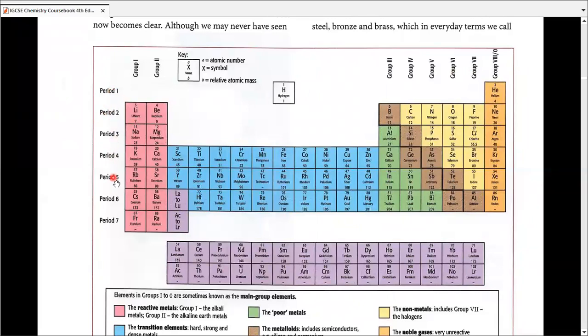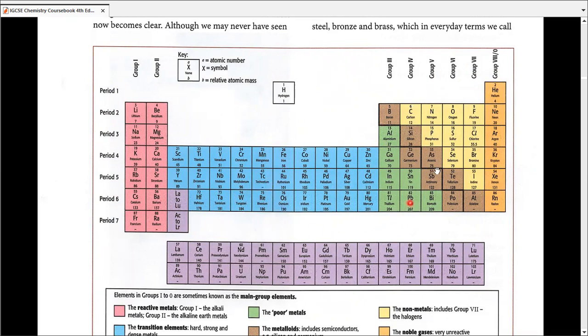There are periods numbered 1 to 7. Remember, the groups are numbered in Roman numerals. The periods are numbered in proper mathematical digits. There are 7 periods. There are 8 groups. However, the central blue portion has not been divided into any groups. It is divided into groups, but we don't teach you those groups at IGCSE level. However, you're going to learn all of that in A levels.